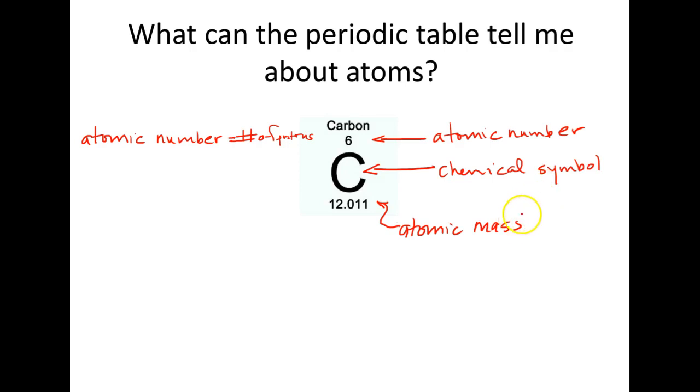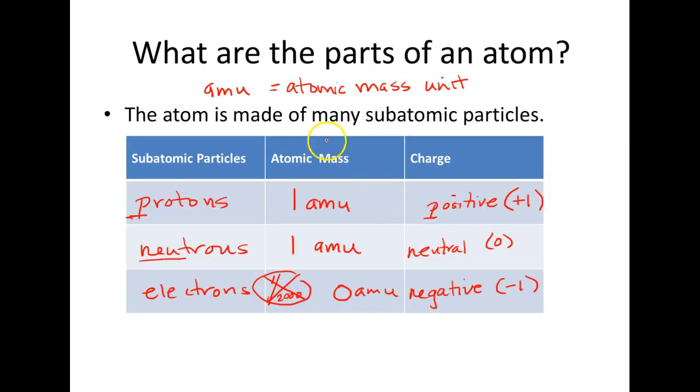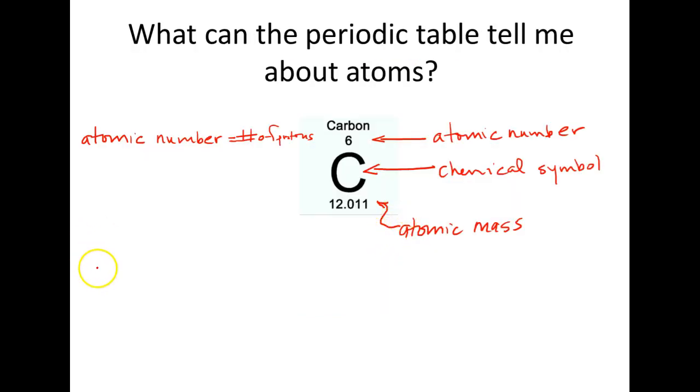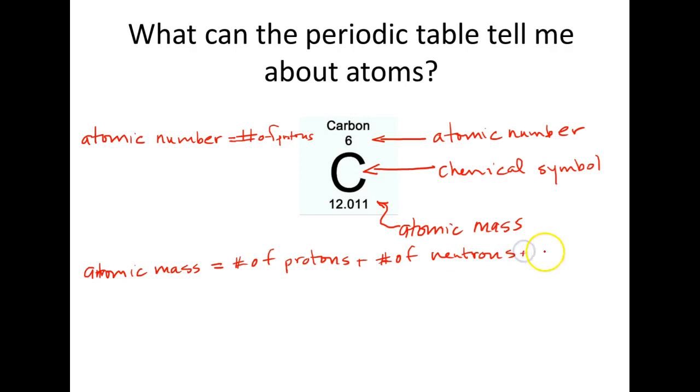So let's go back just a little bit to our table from before. In the table, I told you that protons and neutrons have 1 atomic mass unit and electrons don't. So the atomic mass can be calculated like this. Atomic mass is the number of protons plus the number of neutrons plus the number of electrons.